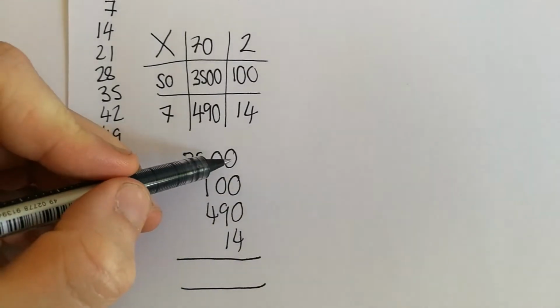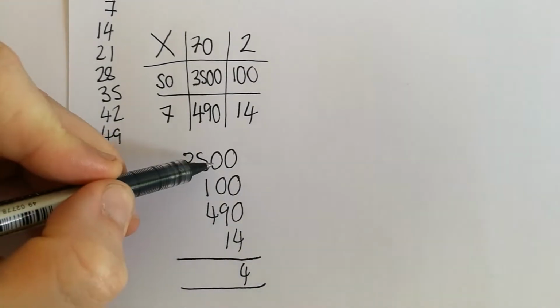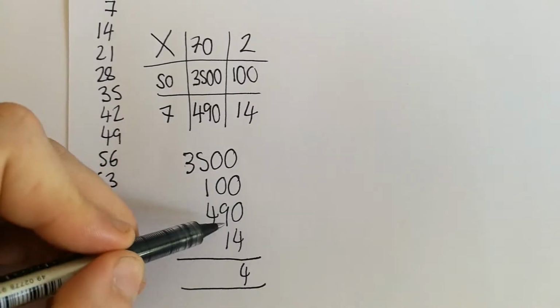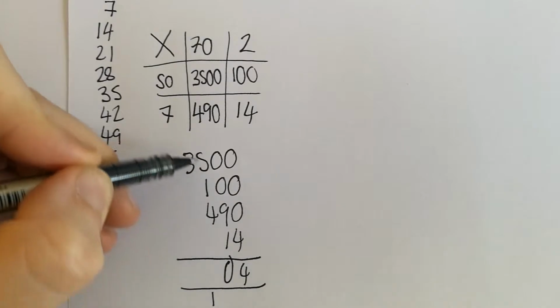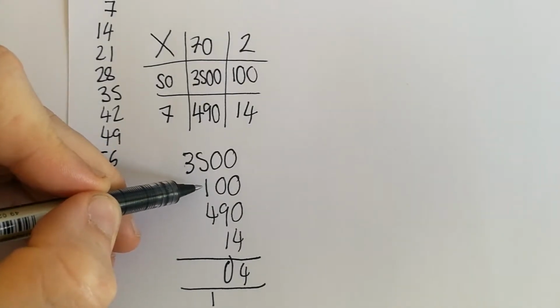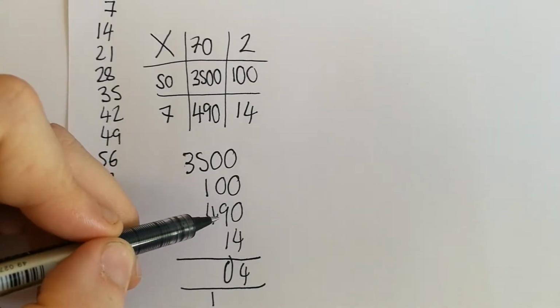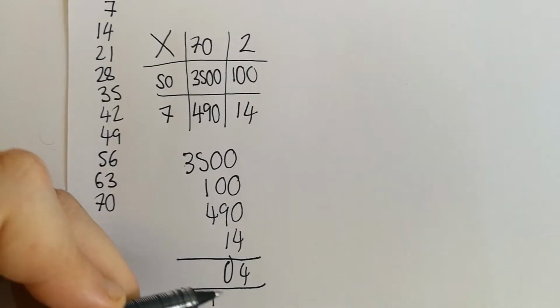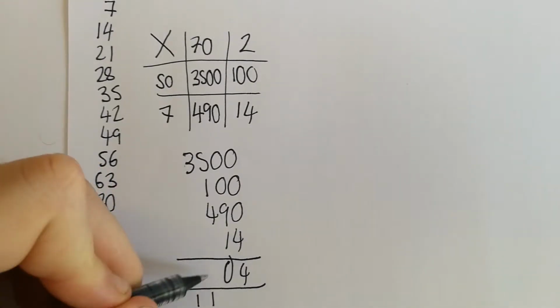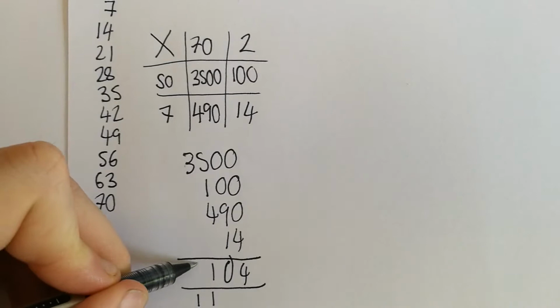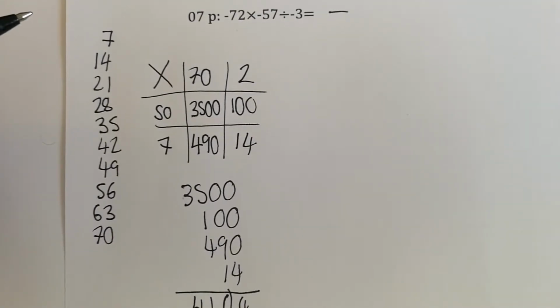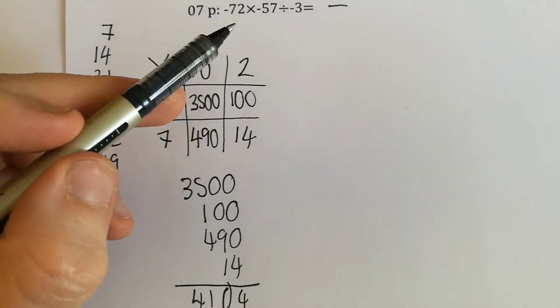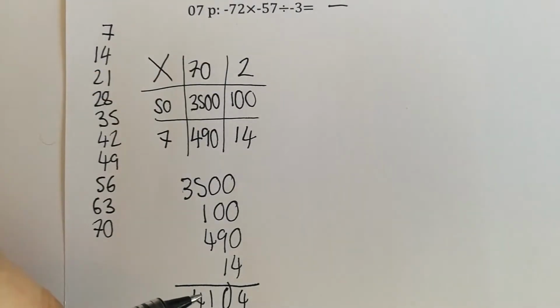So, all the zeros plus the 4 is 4. We've got those 2 zeros plus 9, plus our 1 is a 10. So you can write 10 like that. 5 plus 1 is 6, plus our 4 is 10, plus our extra 1 is 11, and you've got 3 plus 1 is 4. So our first bit, our 72 times 57, is 4,104.